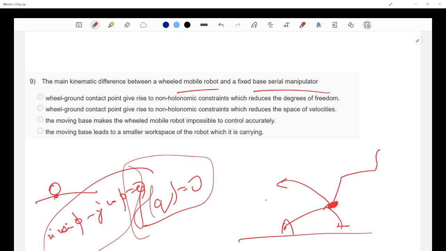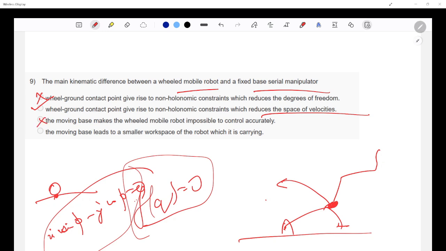So the option that it reduces the space of velocities is the correct option. The first option is it reduces the degrees of freedom. It is false because degrees of freedom in configuration space remain the same. Only velocity degree of freedom is reduced. So this is a trap. The third option is the moving base makes it impossible to control accurately. This is also false. WMRs are controllable, they are just more complex, but it is not impossible.